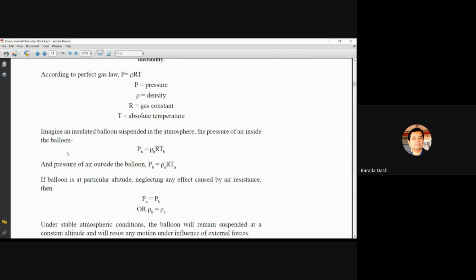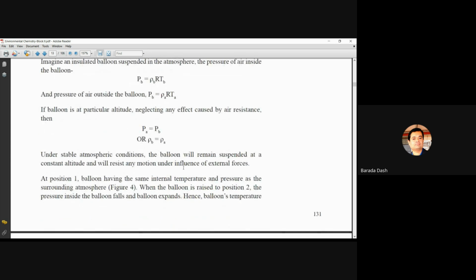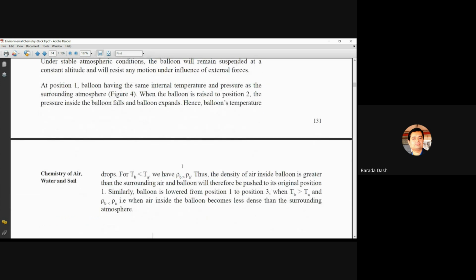What is the air pressure? The temperature of the air outside the balloon is Ta, and inside the balloon the temperature is Tb. Tb is the inside temperature of the balloon, and Ta is equal to the outside temperature of the air outside the balloon. So if Tb is less than Ta, we have rho b greater than rho a. Thus the density of the air inside the balloon is greater than the surrounding air, and the balloon will therefore be pushed back to its original position.